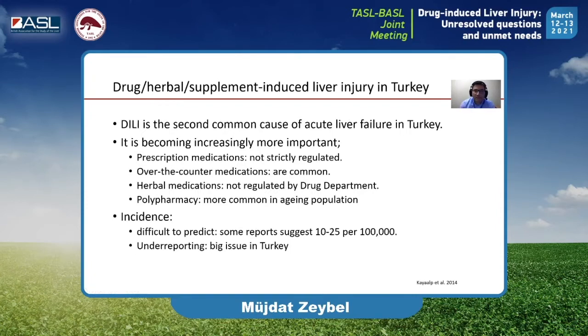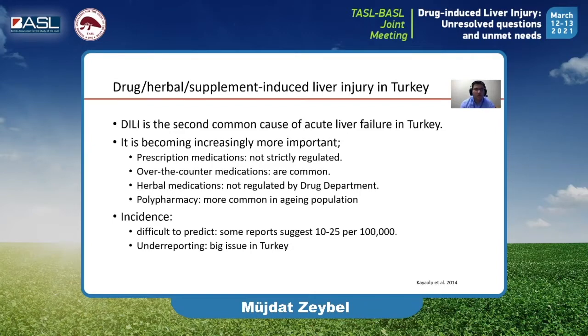So drug-induced liver injury is the second most common cause of acute liver failure in Turkey, and it is becoming more and more common. There are several reasons. One of them: in Turkey, prescription medications are not strictly regulated, or at least they weren't before. It's improving, but basically 5 or 6 years ago, you were able to go to a pharmacy and get Coamox Clav or an antibiotic without a prescription. And over-the-counter medications are quite common.